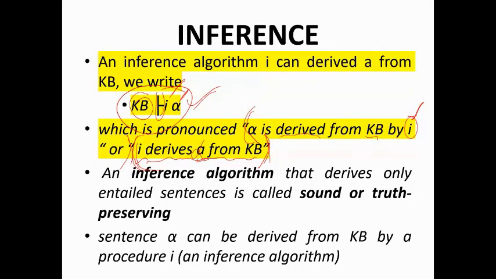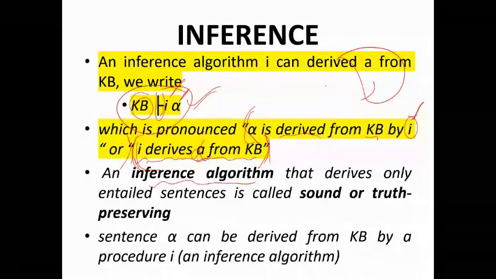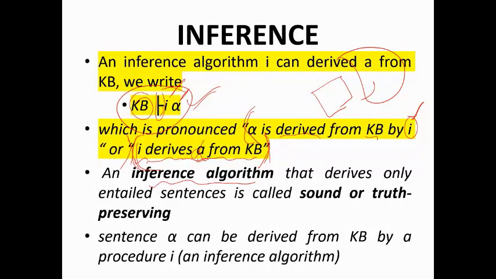An inference algorithm, the inference algorithm that derives only. So to interact with the inference within our model, we use the inference, which is inside the agent. Let me make it bigger, that's better. So let's say I make it like this. This is the agent, and interaction is going on, but inside there is I, inference, and this is KB. So there is interaction between I and KB. How? Using algorithms.